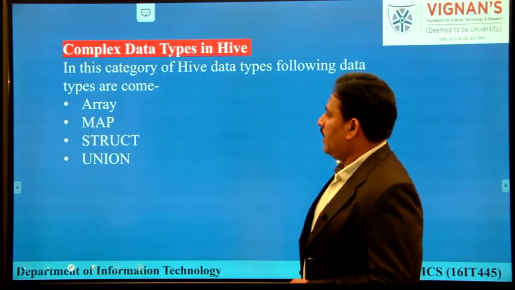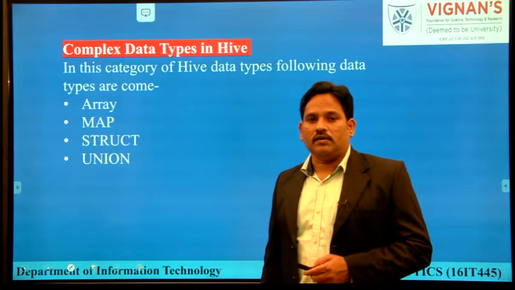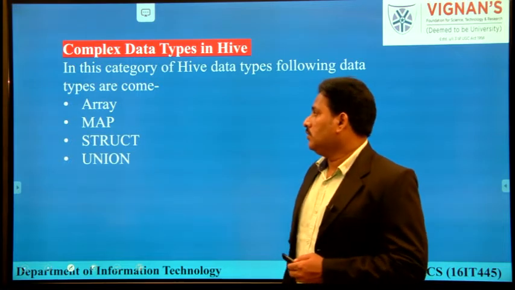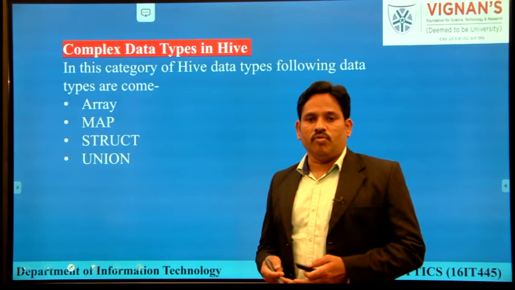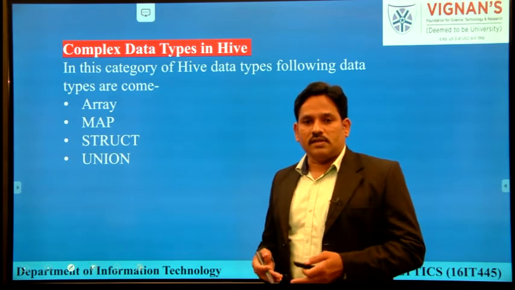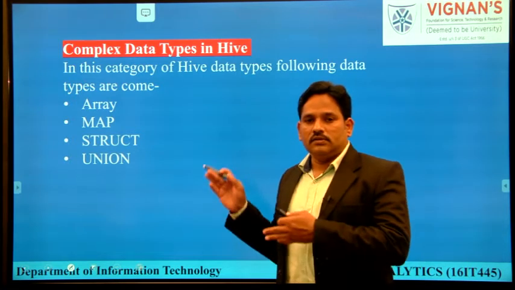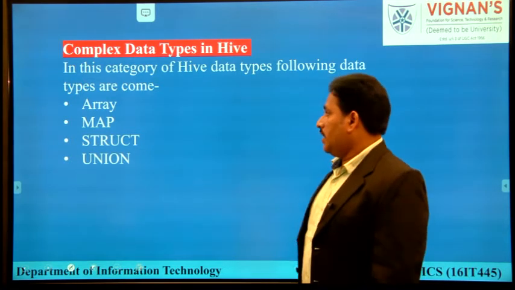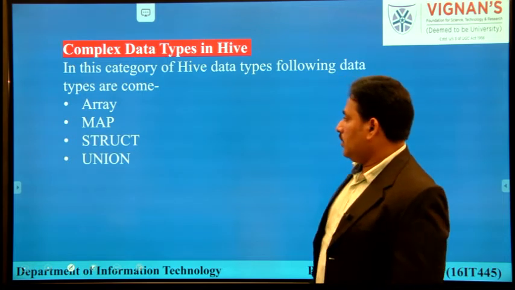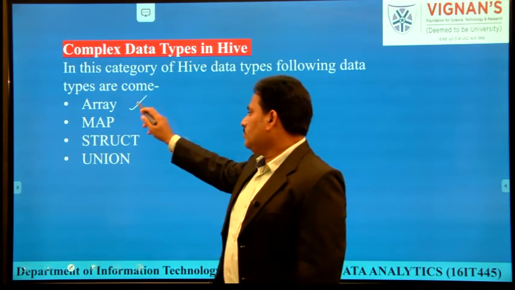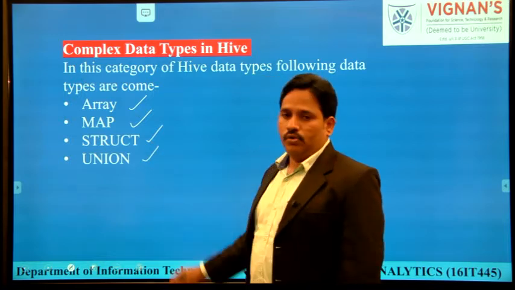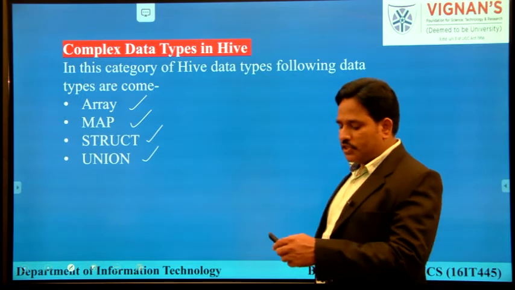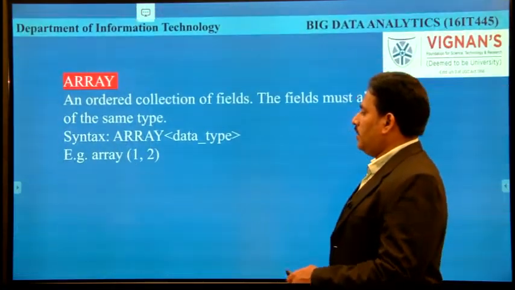And the second category of data types in Hive is complex data types. That means beyond the primitive and basic data types, when we want to deal with various large scale data, these complex data types can be used. We can take the help of arrays, maps, structs and unions, and we will see the syntax of each and every complex data type.